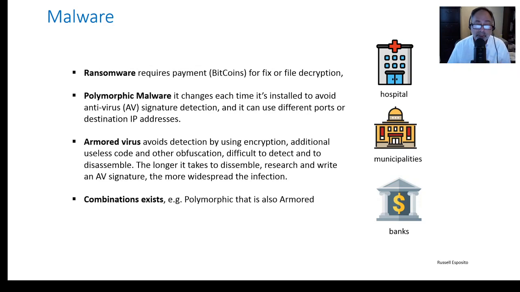It's harder to figure out what it's doing to stop it. It takes longer to disassemble, research, and write an antivirus signature. So they do armor them in different ways. And there are combinations, right? It could be polymorphic. It could be a ransomware that's polymorphic, that's armored. So it could be a combination of things.